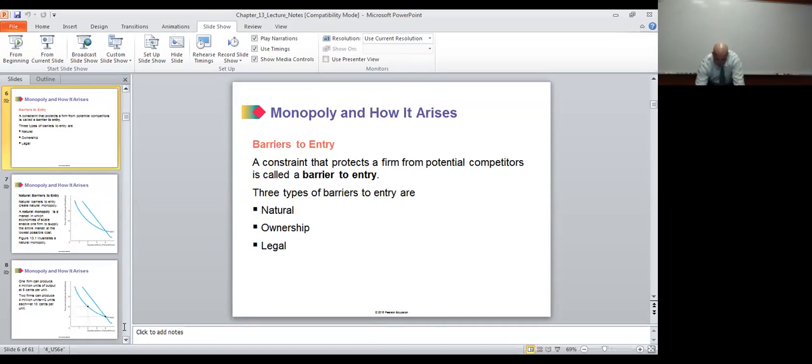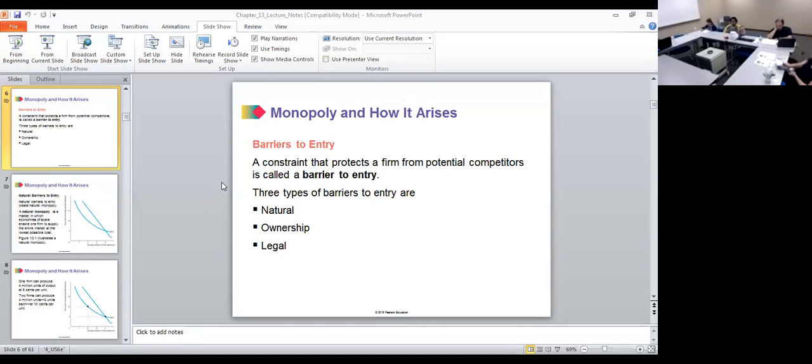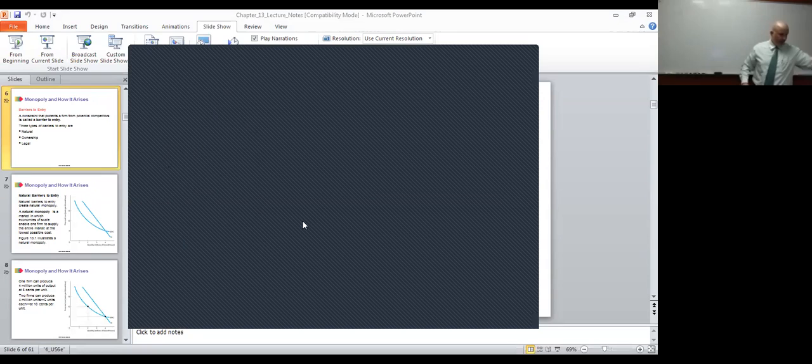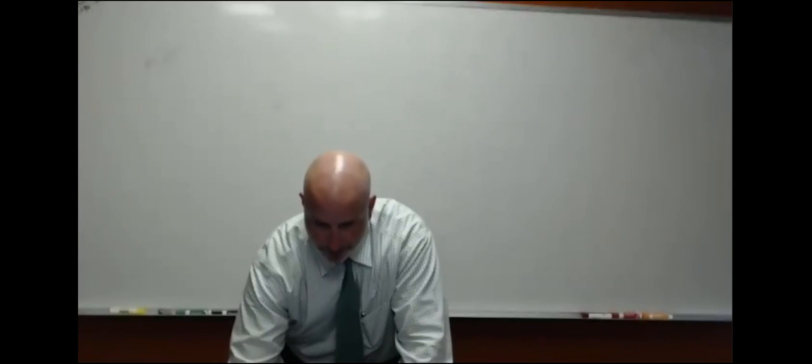They create natural monopoly, where the scale enables one firm to supply the entire market at the lowest possible cost. All right, a natural barrier to entry: a market in which economies of scale enable one firm to supply the entire market at the lowest possible cost. Examples are going to include firms that can deliver gas, water, and electricity into our homes. All of these are going to be examples of natural barriers to entry.